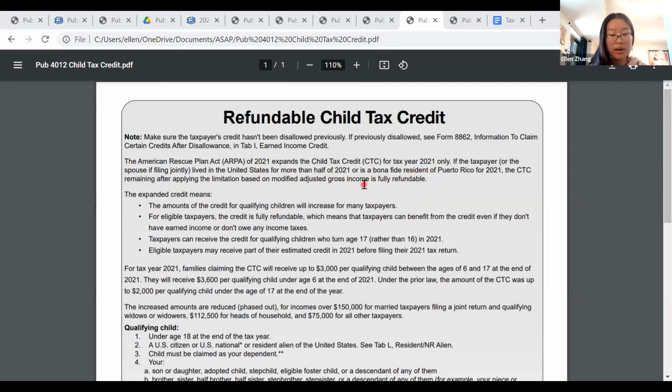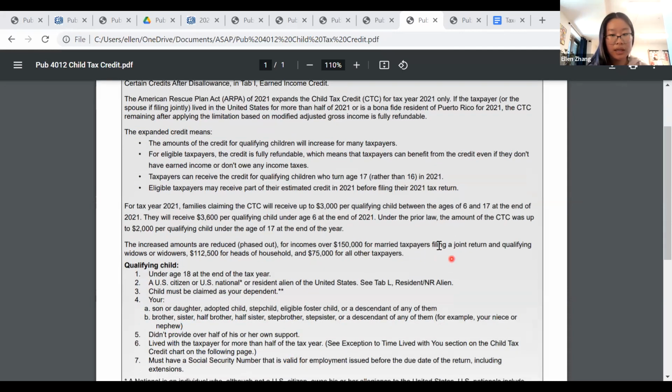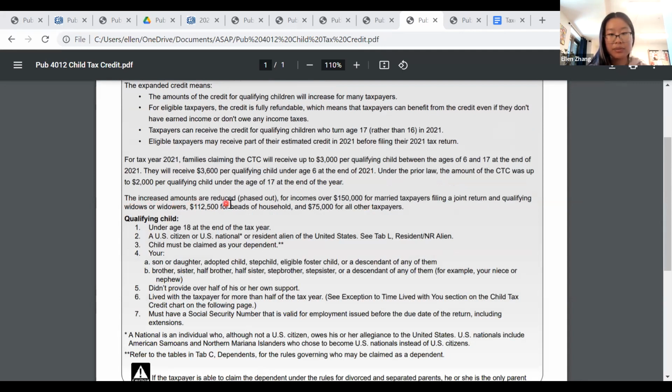Now let's look more at the specific numbers for the child tax credit. Down here, we can see families who claim this will receive up to $3,000 per qualifying child between the ages of 6 and 17. And they will receive $3,600 for qualifying children under the age of 6. So there is a little separation here. You will get more credit if you have younger children. And in the next paragraph, we have the phase out limits for incomes over a certain amount.